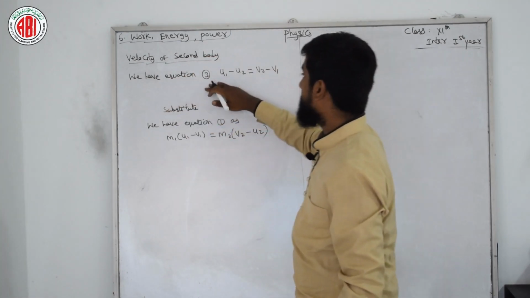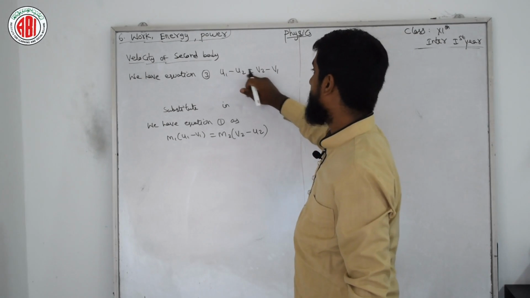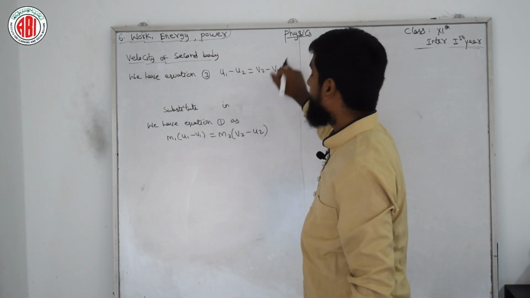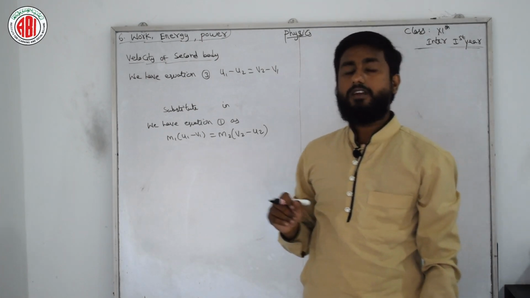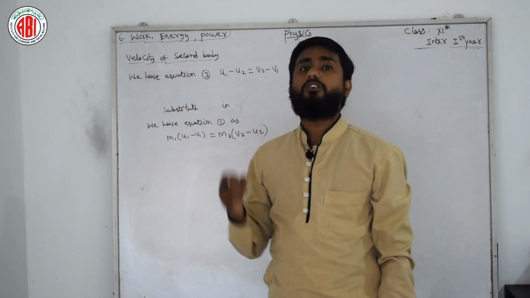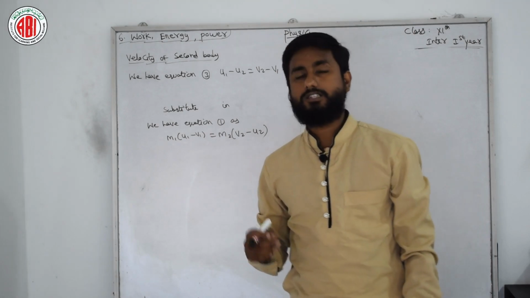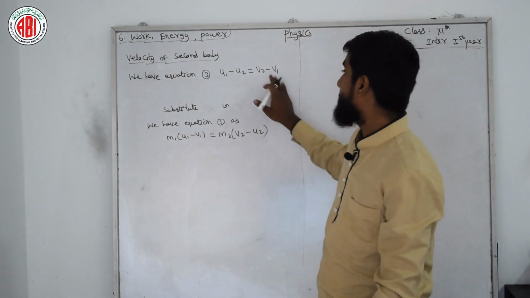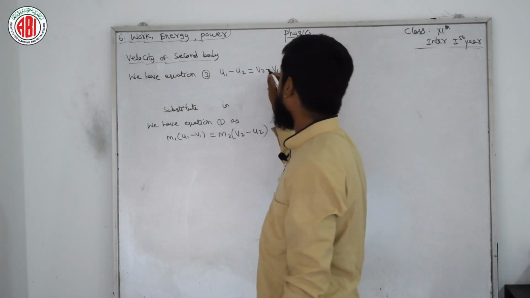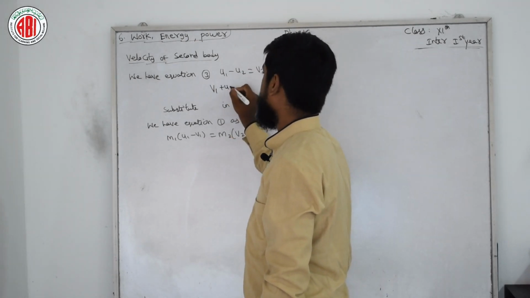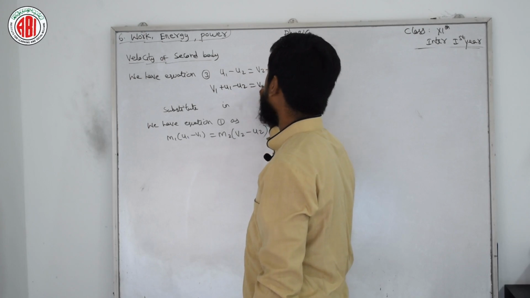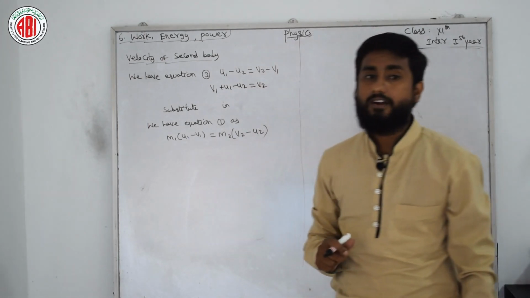We have equation 3 as u1 minus u2 is equal to v2 minus v1. While finding the velocity of the first body, we fetched v2. Now we want to find the velocity of the second body, so now we are fetching v1. If I send v1 to this side, it becomes v1 plus u1 minus u2 is equal to v2, but I only require v1.